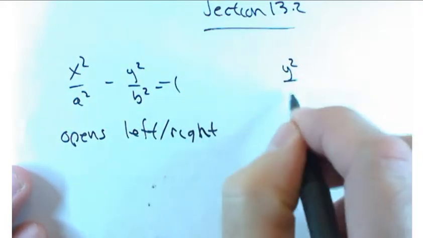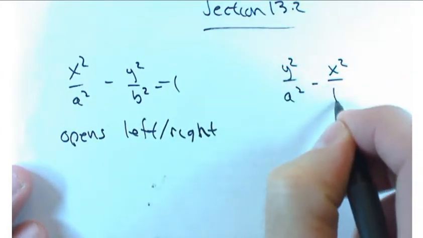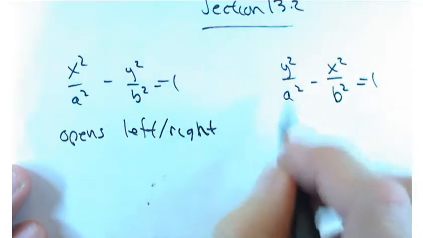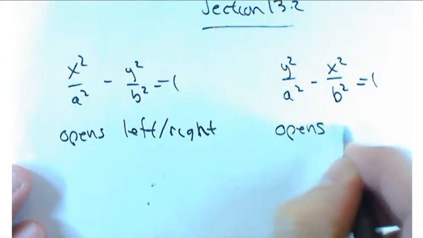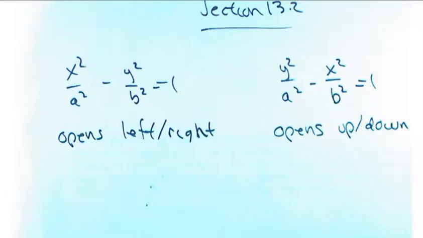On the other hand, if the y squared term is the positive term, you have y squared over a squared minus x squared over b squared equals 1. Because the y squared term is positive, this is going to open up and down. Cool. So those are the 2 possibilities that you're going to face in terms of graphing hyperbolas. Let's start with problem number 18. It's 13.3.